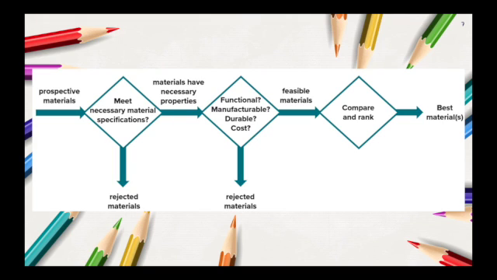As you can see, beginning on the left, we begin with prospective materials. We then decide if those prospective materials meet necessary material specifications. Any rejected materials are removed from the process. The materials that have the necessary properties move on and are then analyzed to see if they are functional, manufacturable, durable, or if they're too expensive. We then remove any materials that don't meet these criteria and move on with the feasible materials. We then take those feasible materials and compare and rank them to then determine which material would be best.